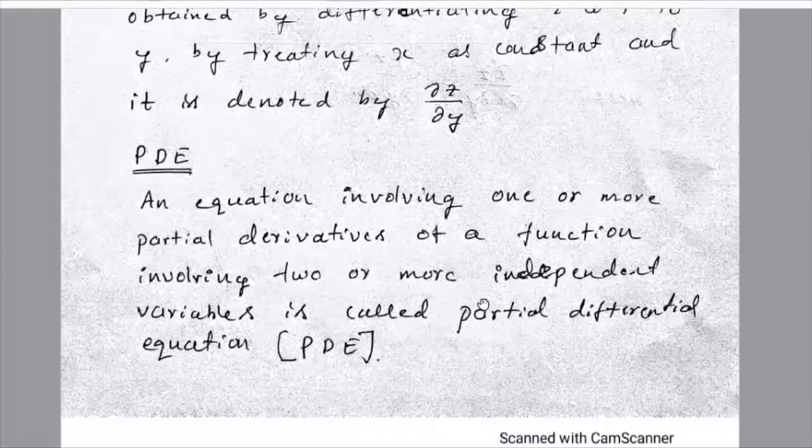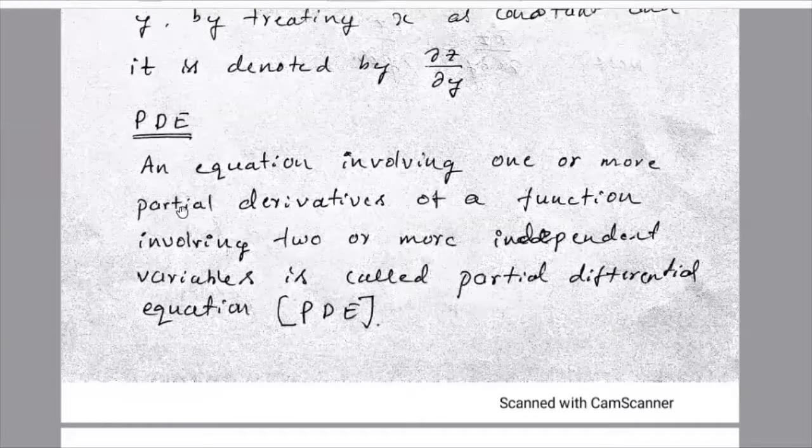Now, what is a partial differential equation? An equation involving one or more partial derivatives of a function involving two or more independent variables is called a partial differential equation.